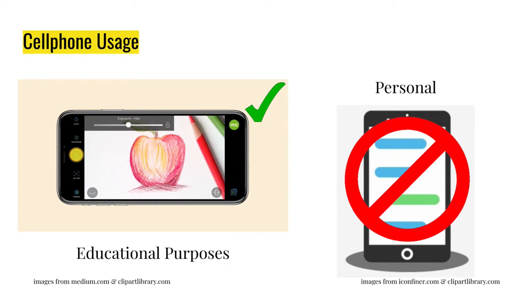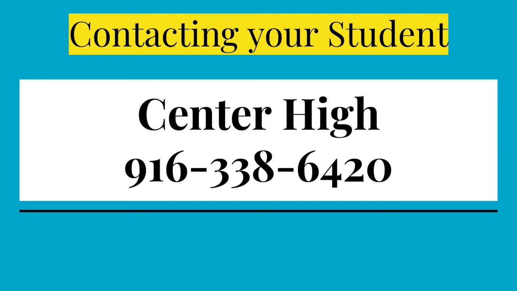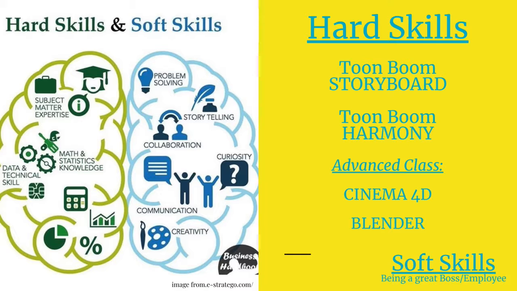Now, I know sometimes in the past, parents and guardians have texted with their students during class. I ask that you do not do that. If you have an emergency situation, if you need to contact your student, or even if it's not an emergency, but you need to let them know something, please contact the front office. Call Center High at 916-338-6420. If you need to contact them immediately, the front office will ring my phone in the classroom, and I always answer my phone in the classroom.